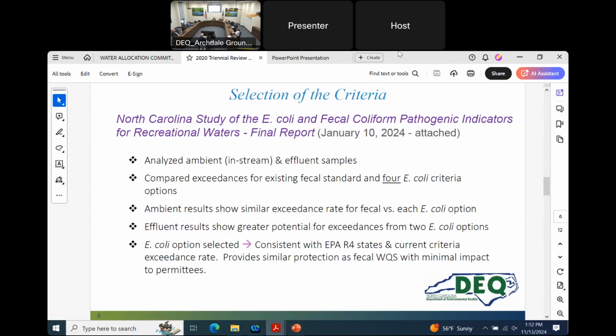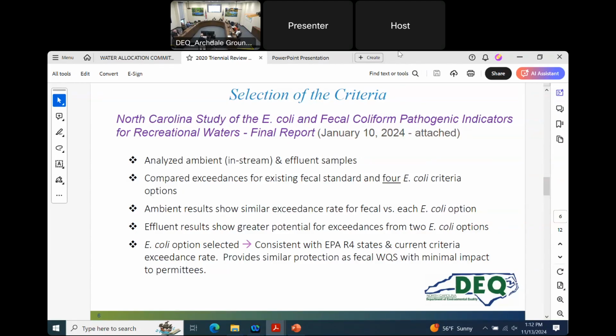coli criteria options. And those options can be found on page 5 of that report. Basically, it's just using 2 different illness rates that EPA recommended and different geometric mean and statistical threshold value options. And we did this to compare different ways of looking at the E. coli criteria to see how they compare to the fecal coliform standard that's already in existence.